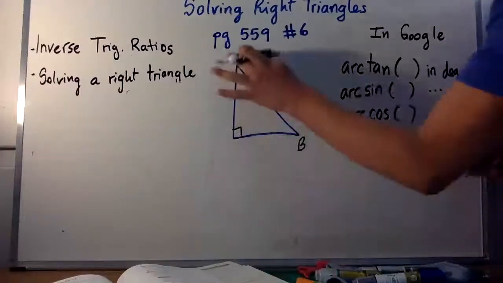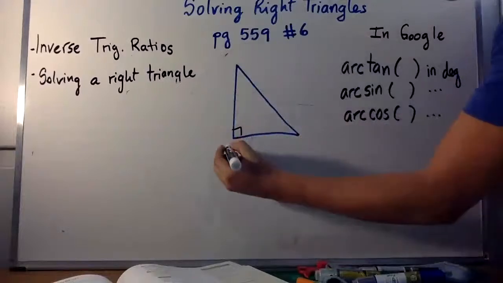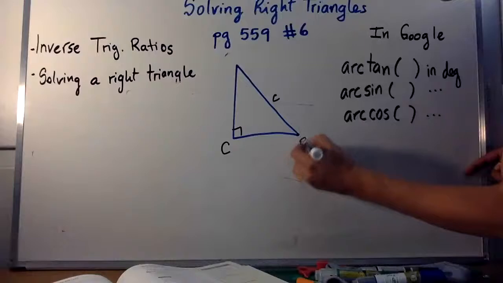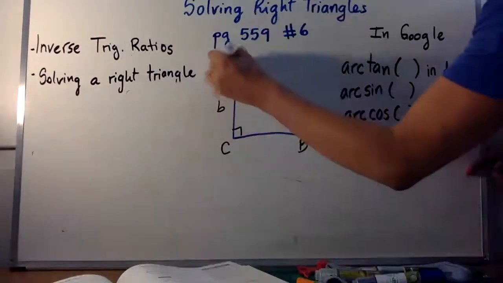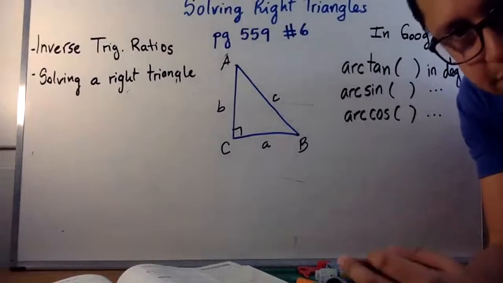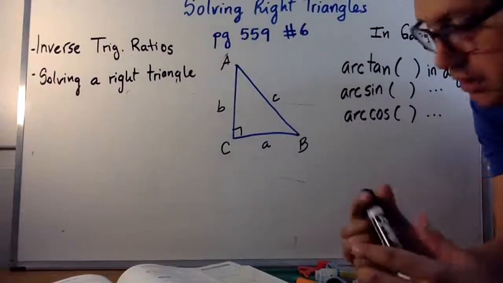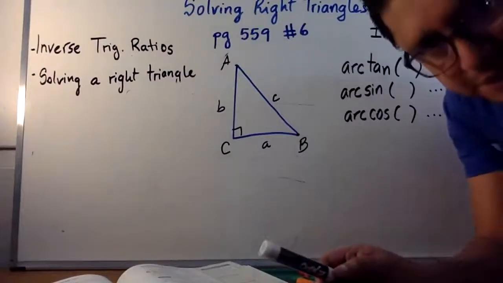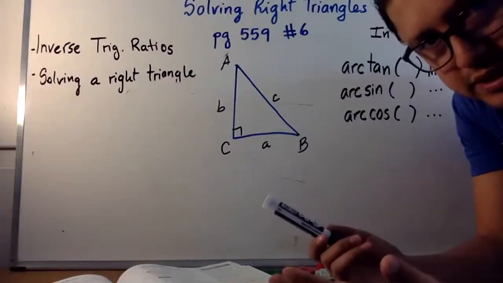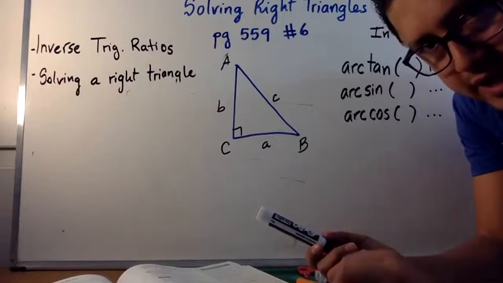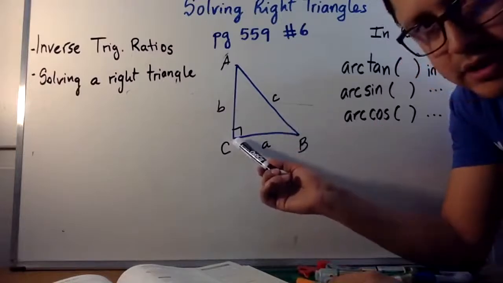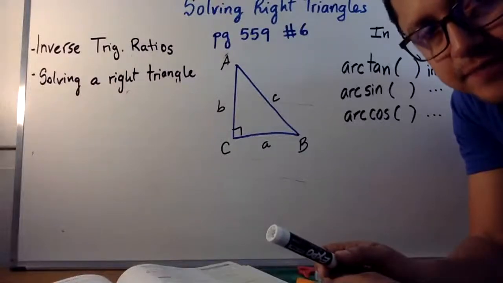Let's better do this because we usually label the hypotenuse as C. And if this is B, this is B, and if this is A, this is A. All right. So when we talk about solving a right triangle, this is what happens. Just by the definition of right triangle, it means that I already know one thing. It means that one of the interior angles is 90 degrees.